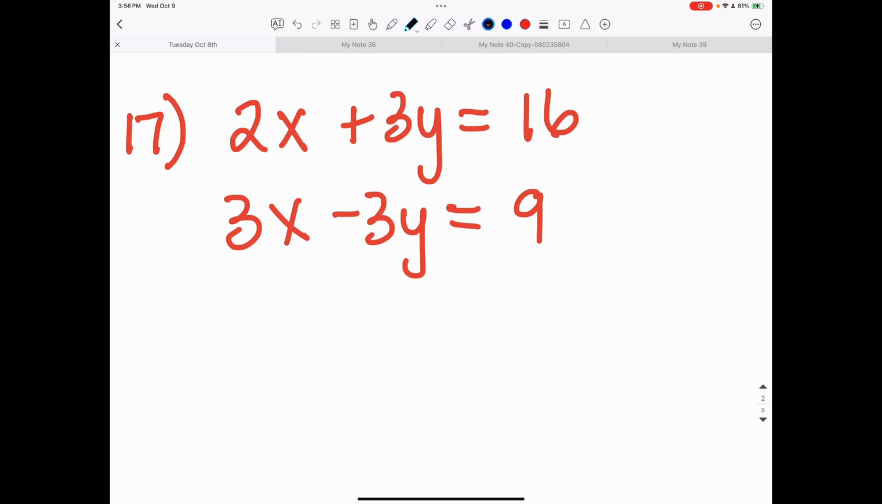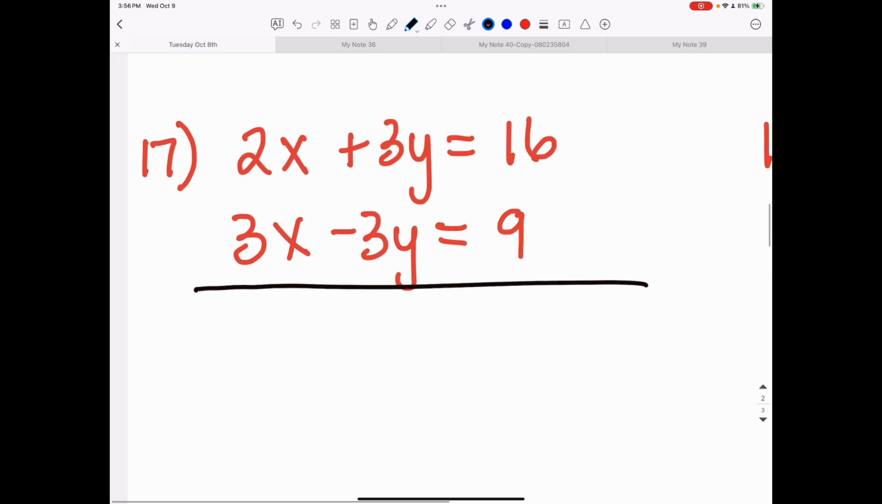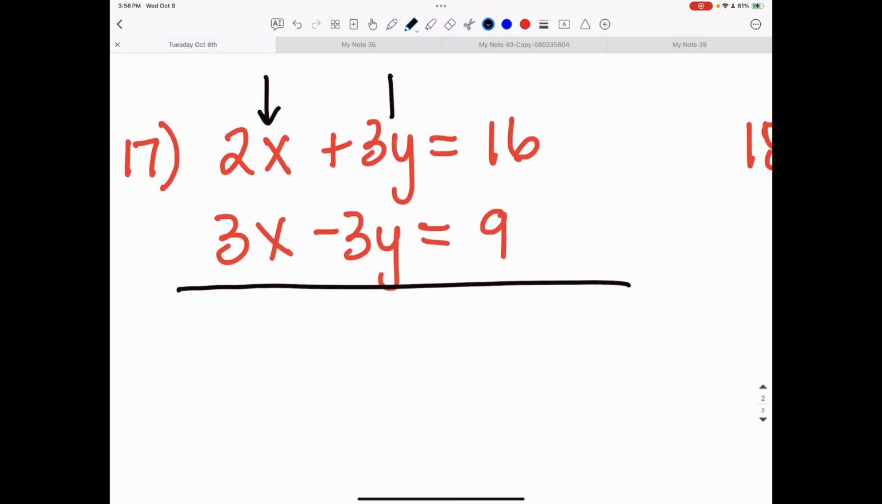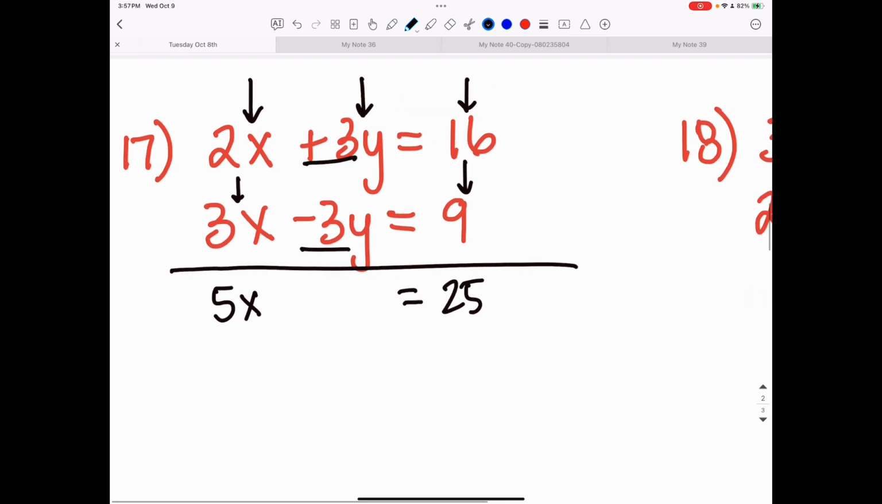All right, here we go. And these ones, when you have a stack of x's, stack of y's, stack of numbers, you can add these together and look at the y's. If I have positive 3y's and negative 3y's, when I combine them together, they're going to kill each other off. That's what we want. So we have 2 x's and 3 x's, we really have 5 x's. 16 and 9, we really have 25. So when I add both my equations together, I have 5 x's equal 25. The y's were nice and killed themselves off, and x equals 5.